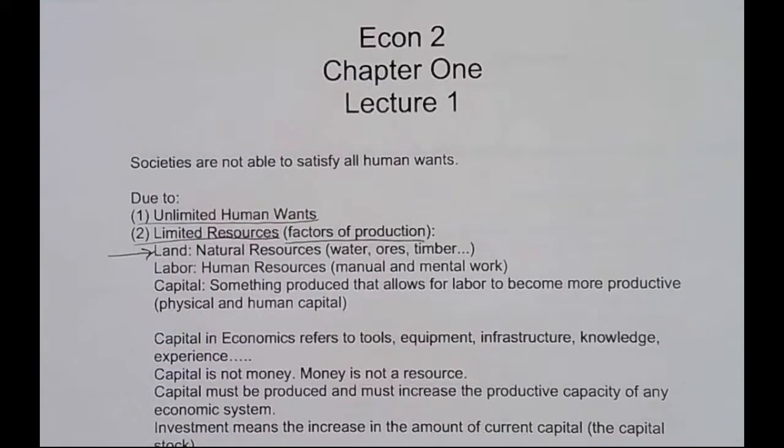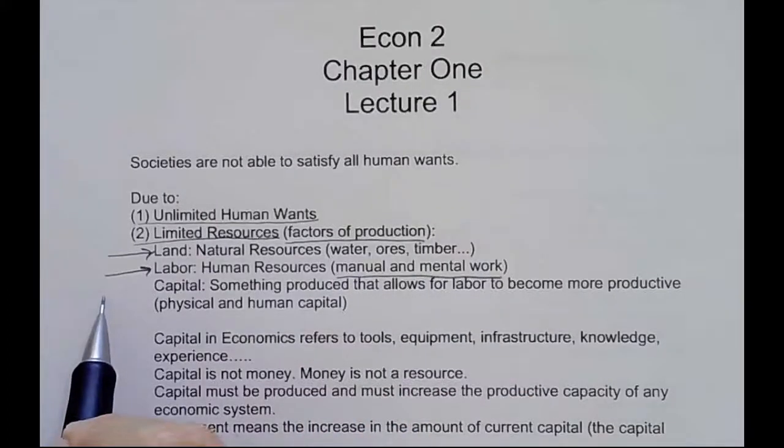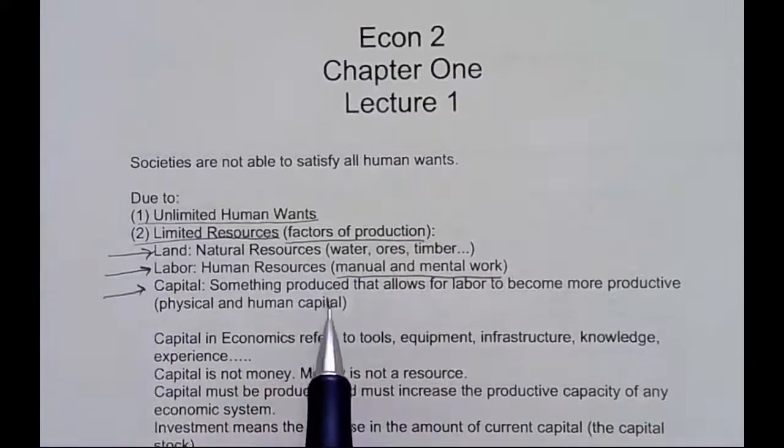Things we dig out of the ground, ores, we pump out oil, we use the farmland, we use land for highways, we use the sun for growing crops, for keeping us alive, for solar energy. All those things are natural resources. Then we have you and I, people, that's labor, or human resources, and that's both our manual and mental work. And then we have a thing called capital. Capital is something that has to be produced. We don't just find it out there.